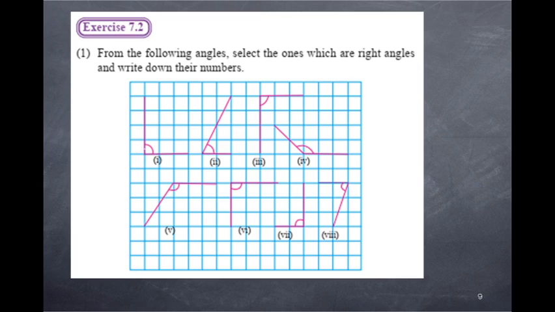First one, what can you say? It is a right angle. We can perfectly fit a square near the vertex. The second one is not a right angle. This one is a right angle. This is not a right angle. This is not. This is a right angle. This is a right angle. This is not a right angle.